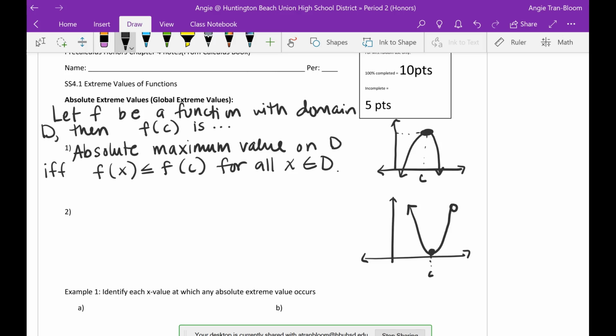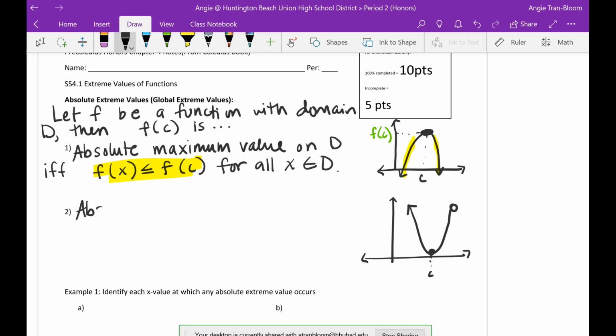So let's check that really quickly to see if it fits the definition. Here's f of c. Would that be a true statement, that f of c is the absolute max? That means every other x has to be less than or what? Equal to. So is every other x less than or equal to? Yes, it fits the definition. So f of c is definitely an absolute max.